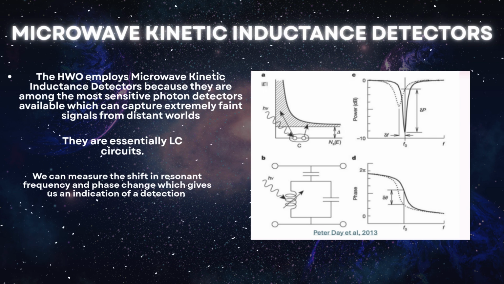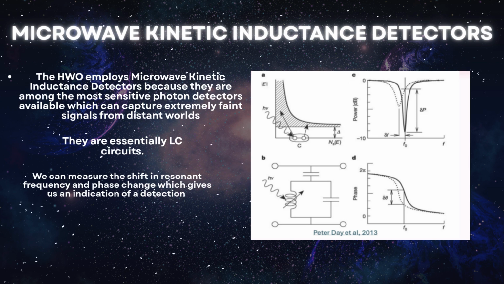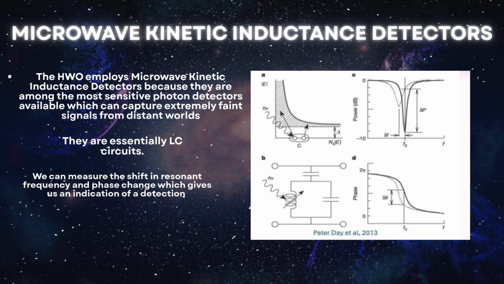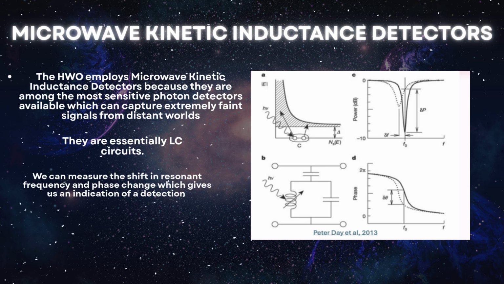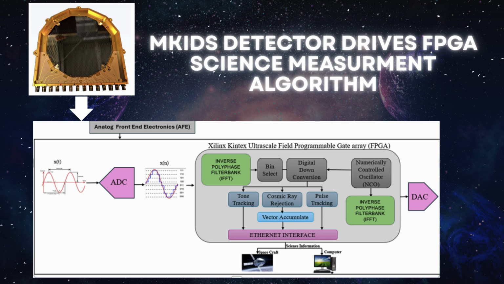In our system, each resonator signal can be thought of as a tone, a signal at a single frequency. When a photon hits the detector, it shifts the tone slightly. By monitoring these tones in real time, we can detect individual photons and measure their properties. Let's look at how the signal travels through our system.